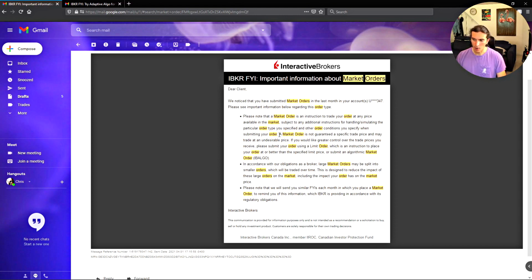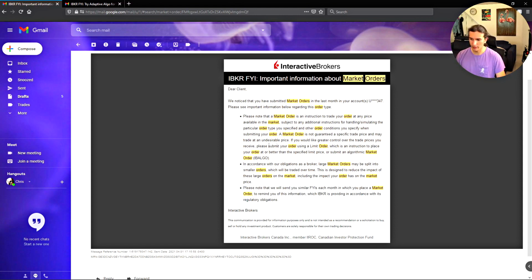Okay, let's keep going. A market order is not guaranteed a specific trade price and may trade at an undesirable price. If you would like greater control over the prices you receive, please submit your order using a limit order, which is an instruction to place your order at or better than the specified limit price, or submit an algorithmic market order, IB Algo. Now, guys, I want you to pay very close attention to how they worded that and how they decided to place this at the end of the sentence. The algorithmic market order. Okay, we're going to get back to this as the video continues here.